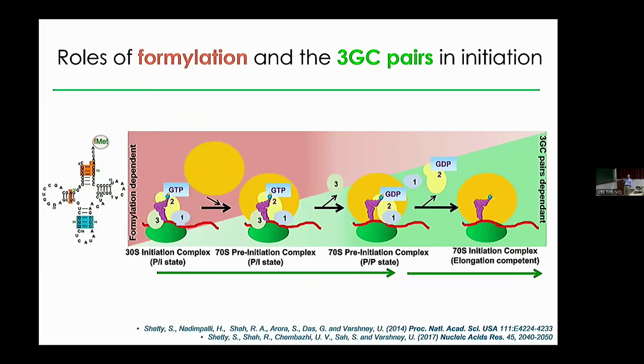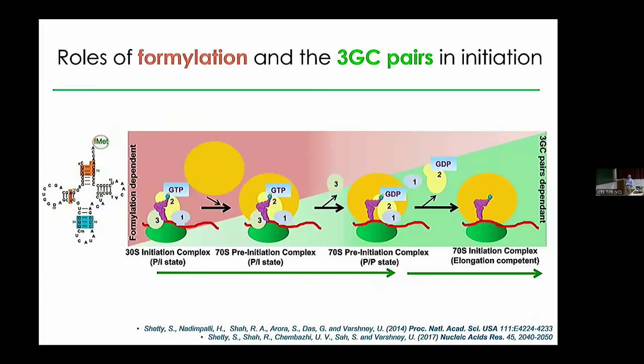Looking at many of these features, what we now understand is that the formylation of the initiator tRNA is important mostly for the initial binding of the tRNA to the 30S. Subsequent to this step, it probably has absolutely no role.